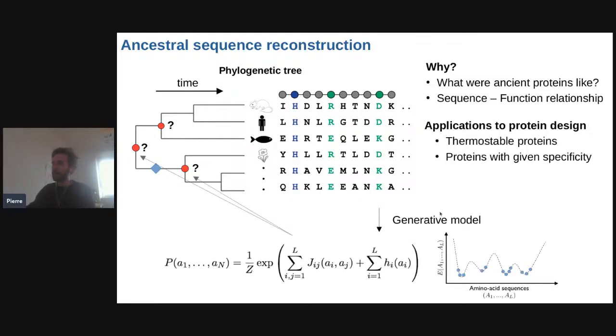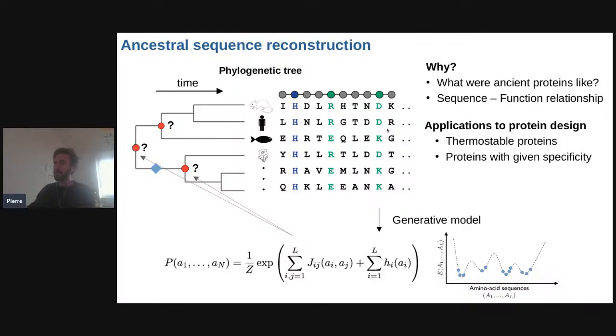And so the question here is, can I somehow use what we've learned about these functionality landscapes, these complex models of protein, to infer these ancestors with more accuracy, okay? So this is essentially the goal.